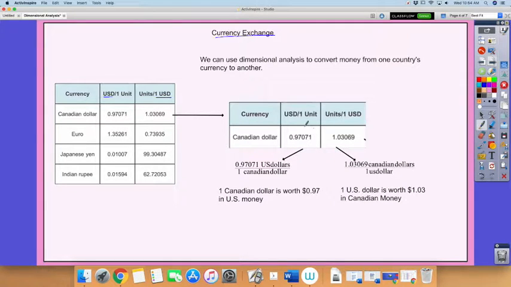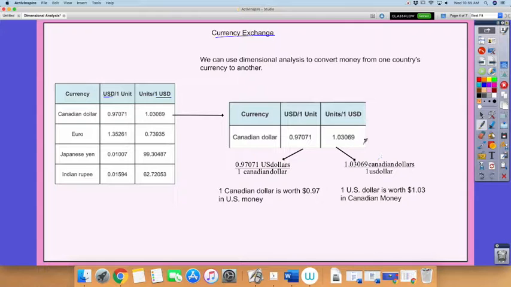So if we come over here and look at the Canadian dollar, this first column says US dollars per 1 unit. That unit is whatever the currency column is. So in this case, a Canadian dollar. So what this is telling us is that 1 Canadian dollar is only worth 97 cents in US dollars. So the US dollar isn't worth quite as much as a Canadian dollar. So when we go to do our problem, if we're starting with Canadian dollars, we're going to have to use this rate because the Canadian dollar is also in the denominator.